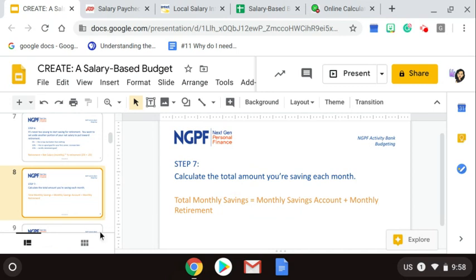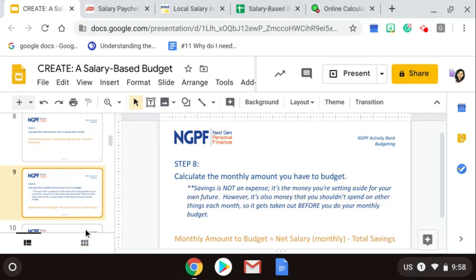So total savings. Okay, so now let's go to step 8. All right, so now we're going to calculate. Okay, they just make a little note that saving is not an expense, it's the money you're setting aside for your own future. However, it's also money that you shouldn't spend on other things each month. Okay, so your savings, you kind of just leave it there.